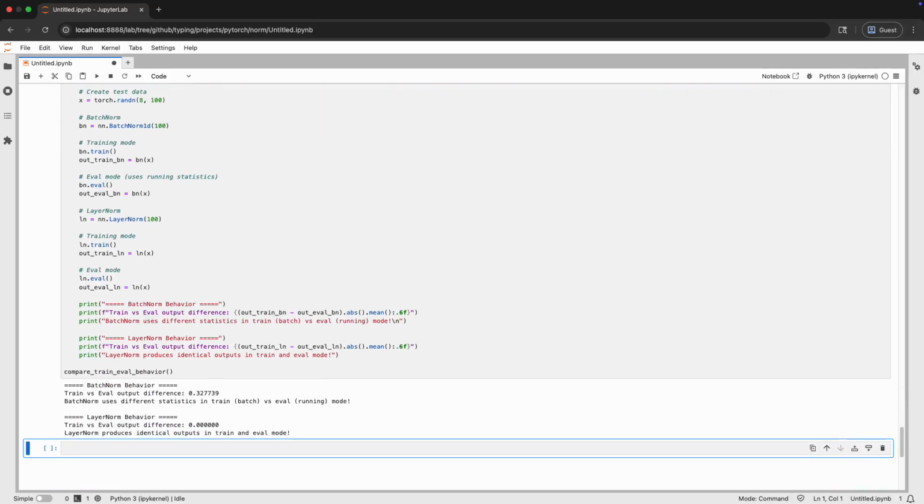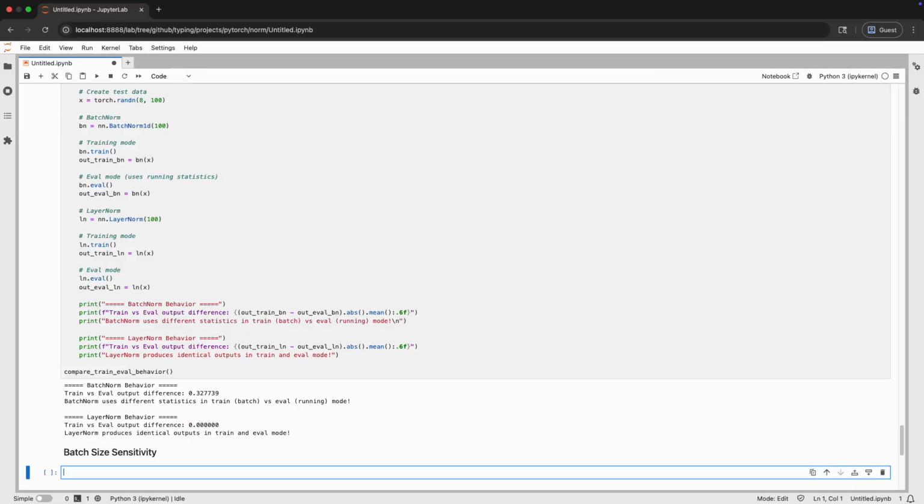BatchNorm shows a significant difference of 0.327 between training and evaluation outputs because it uses different statistics: batch statistics in training versus running statistics in evaluation. LayerNorm, on the other hand, shows exactly 0 difference. It produces identical outputs in both modes because it always computes statistics from the current input, making it more predictable and easier to debug. Another important aspect is batch size sensitivity.